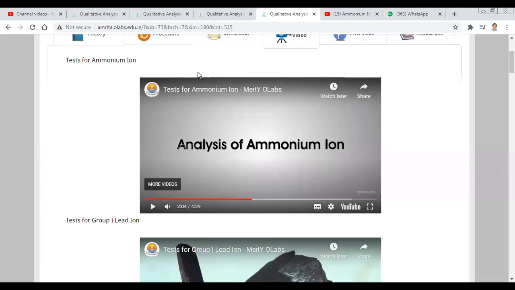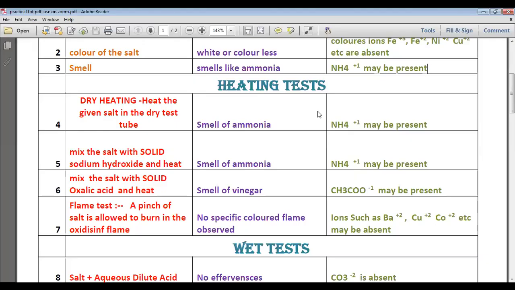My dear students, for this salt we generally have two tests, which are the dry heating tests only. If we bring the rod dipped into hydrochloric acid, we generally get white fumes. But if we bring the moist blue litmus paper near the mouth of the test tube, it turns red. So we have the two dry heating tests. When we heat it, we get the smell of ammonia and we can say that NH4 plus may be present.